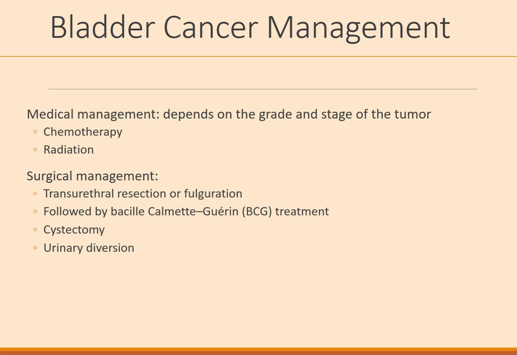Let's see here. Other surgical management is bacillus Calmette-Guérin, which is BCG treatment. We also have cystectomy and urinary diversion. The urinary diversion is the last couple slides, basically going from kidneys to ureters to bladder, and then the bladder will empty out through some sort of diversion.